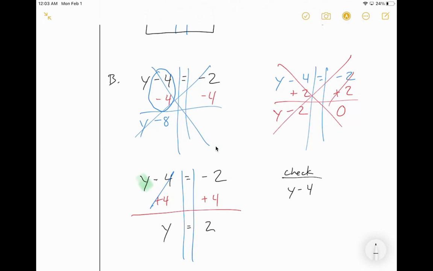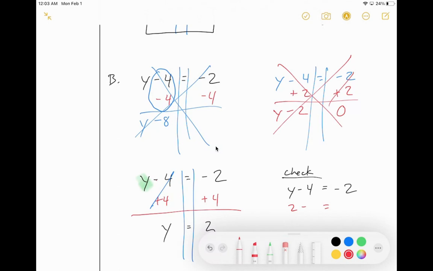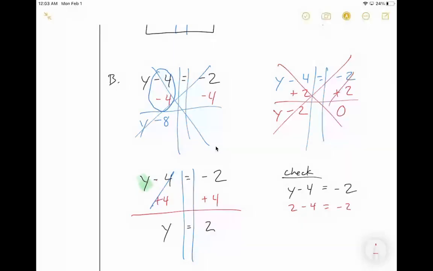Y minus 4 is equal to negative 2. And so let's see, I said y is supposed to be 2. Let's see if it works. 2 minus 4. Is that true? Yep, that's -2 is equal to -2. I'm good to go.